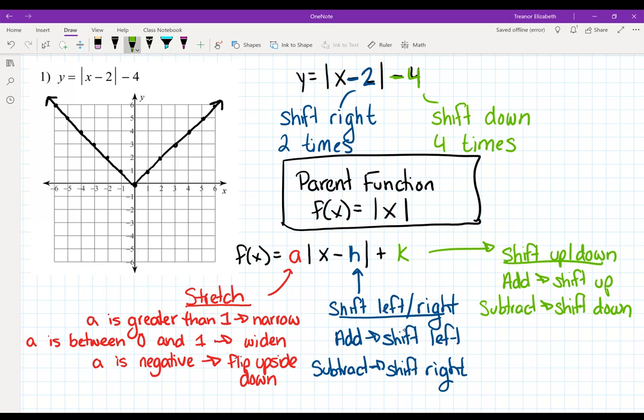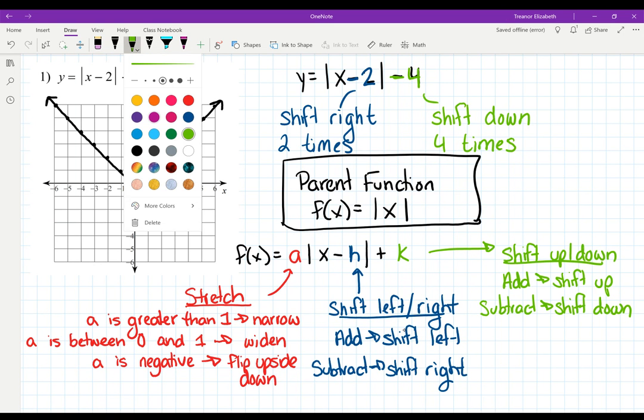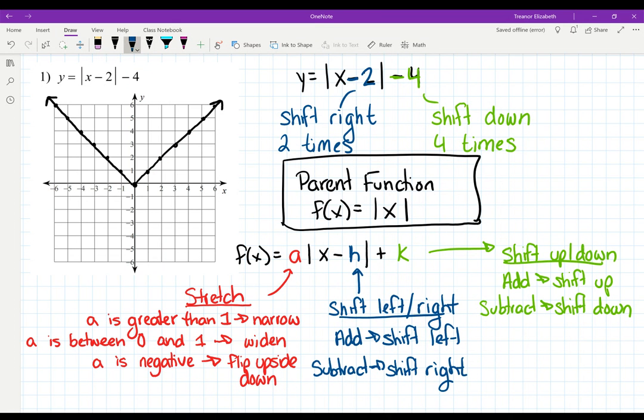We're going to now take every single point of the parent function and we're going to shift it 2 times to the right and 4 times down. Okay, so this point is going to go 2 to the right. This point is going to go 2 to the right. So you see these little blue arrows I'm drawing. I have to stop there because I've run out of space. The same thing here. 2 to the right.